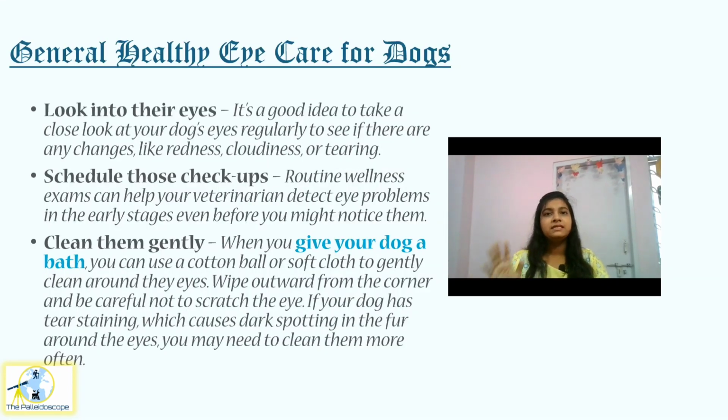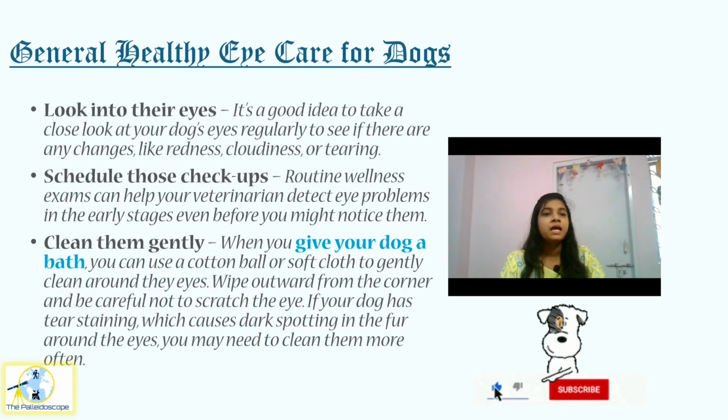Now that all these 5 diseases are complete, I'll be discussing some very important general healthy eye care tips with you to keep a healthy eye for your dog. So look into their eyes quite often. It is a good idea to take a close look at your dog's eyes regularly. If there are any changes like redness, cloudiness, or tearing, you should immediately go to the vet.